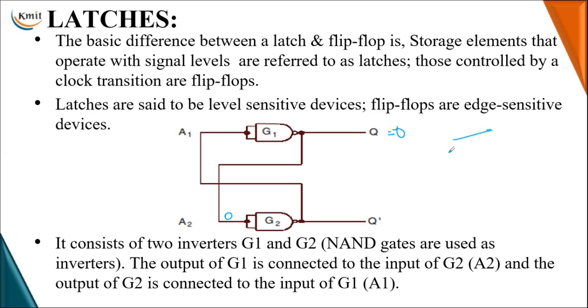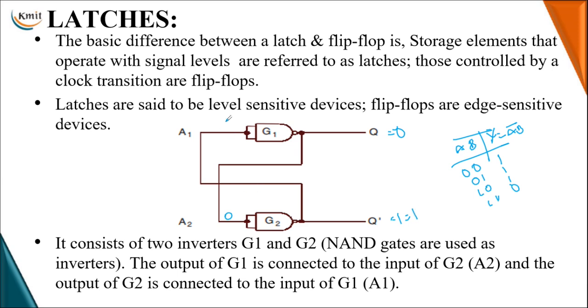The NAND truth table is: if any input is 0, the output of the NAND gate becomes logic 1. If all inputs are 1, the output of the NAND gate is 0. So now if both inputs are 0, G2 becomes 1. Earlier it was also equal to 1, and now the next state is 1.